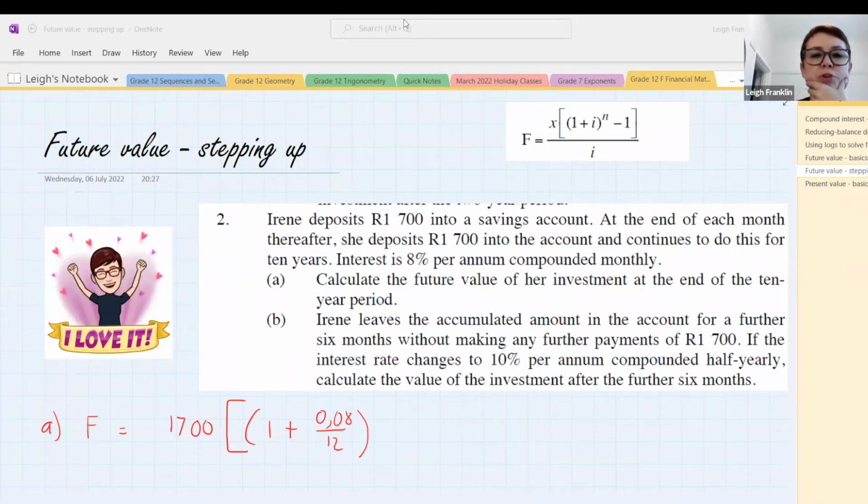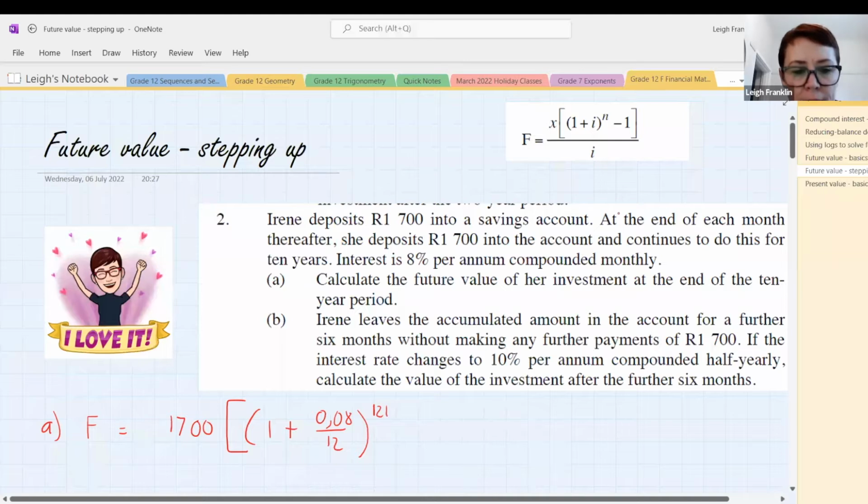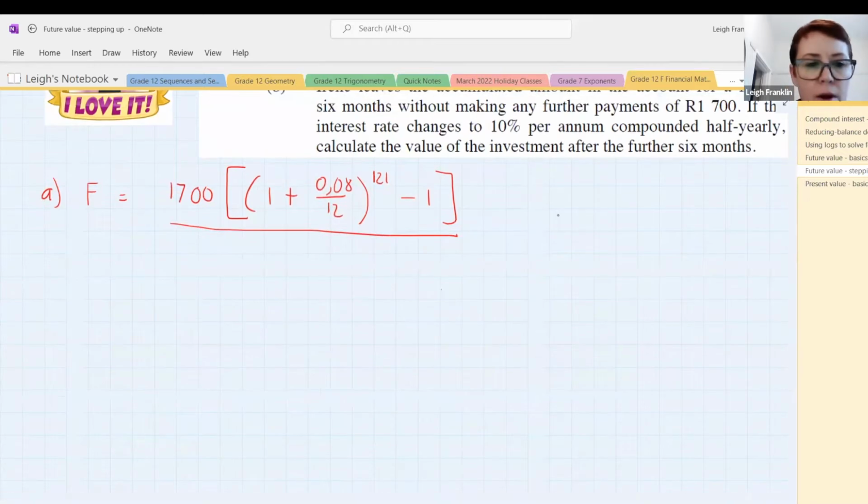So how many deposits of 1,700 Rand do you think she's made here? You could pop your answer into the chat. I agree. 121. So 10 times 12 plus 1, that extra one in the beginning. Yes, I agree. So it's going to be to the power of 121 minus 1, and then this is all going to be over I, which is 0,08 over 12.